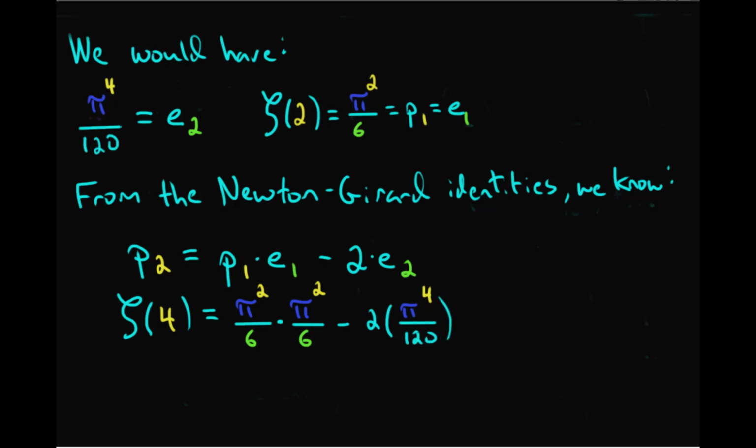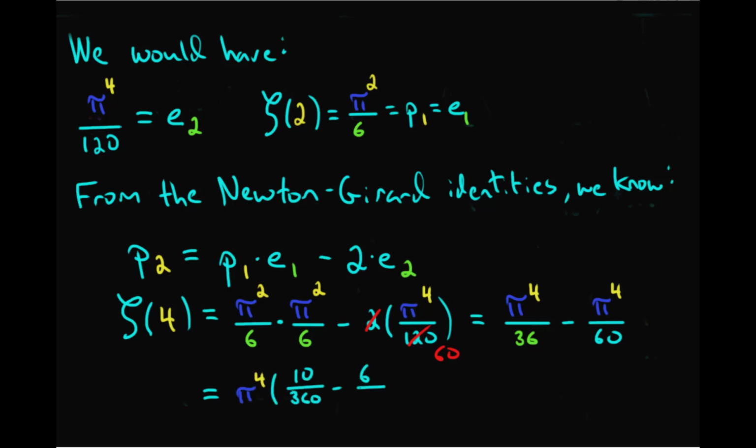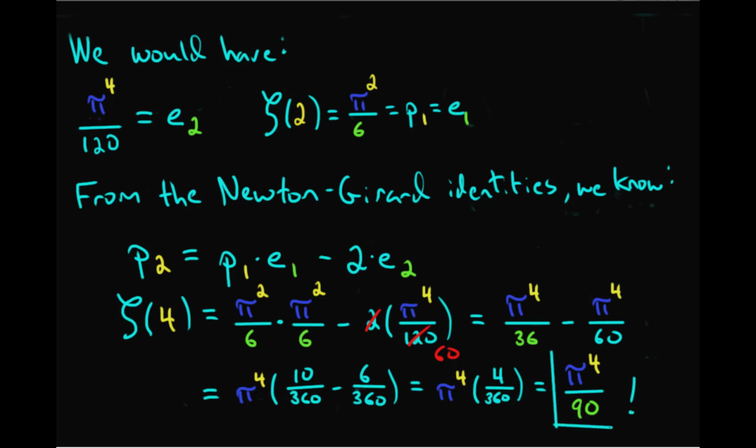5 factorial is 120, so 2 over 120 is 1 over 60. So we then get pi to the 4th over 36 minus pi to the 4th over 60. The common denominator here is 360, so we get this equals pi to the 4th times 10 over 360 minus 6 over 360, and that equals pi to the 4th times 4 over 360, and finally reducing that fraction, we get that zeta of 4 equals pi to the 4th over 90.